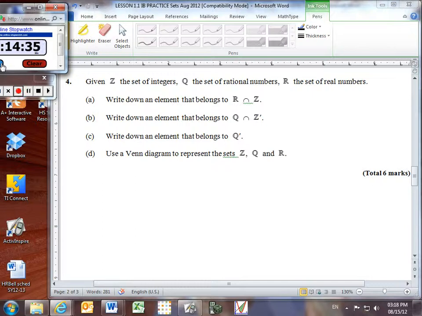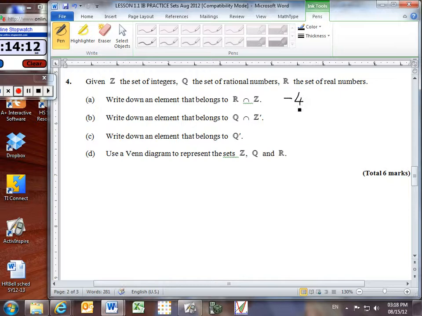Let's write down an element, so some number, that belongs to R and Z. So can you think of any number that is a real number and at the same time it is an integer? Well, hopefully you thought of a number like, I don't know, -4 maybe. Or perhaps your integer is something different, like 17.